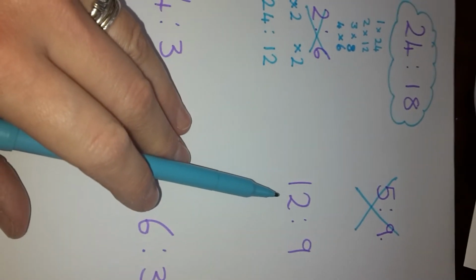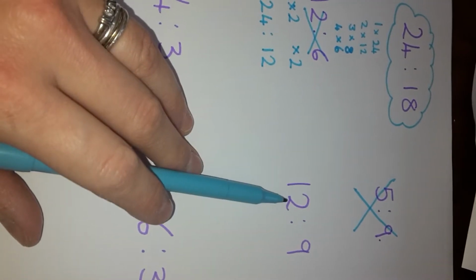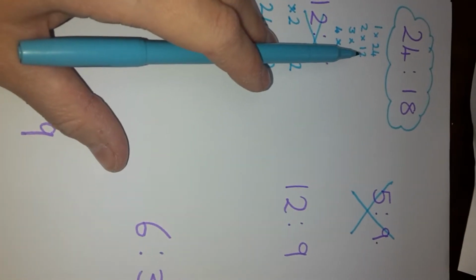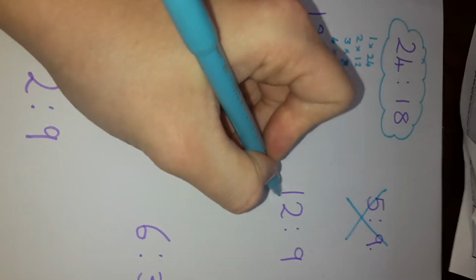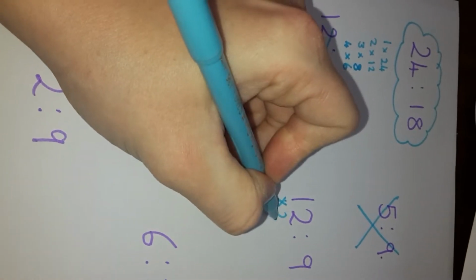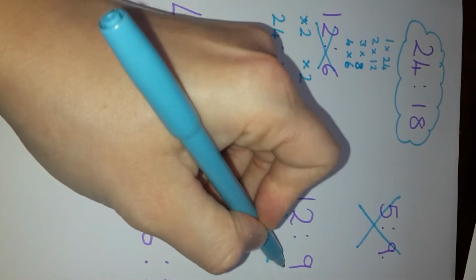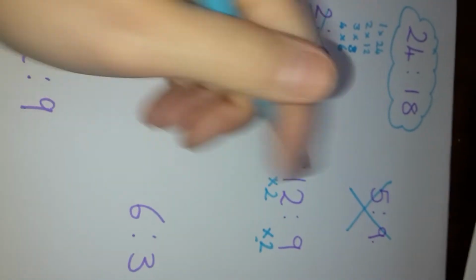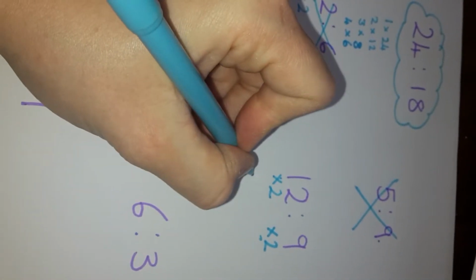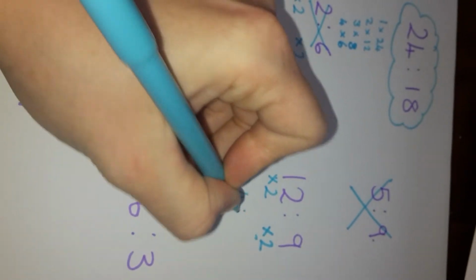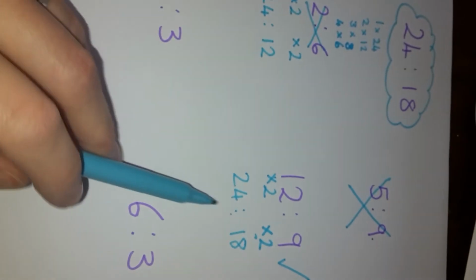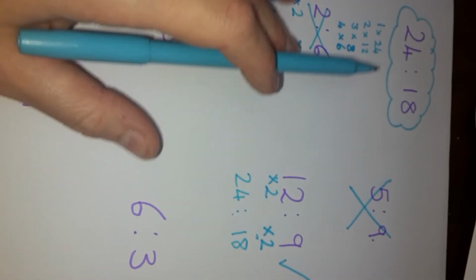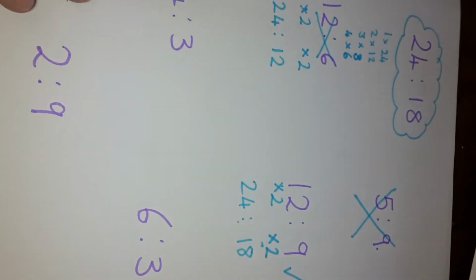Let's have a look at this one. So 12. Yes, it's a factor of 24. Great. How do I get from 12 to 24? I times by 2. And then I'd have to times 9 by 2 as well. So I'd end up with 24 to 18. So this one is correct because I end up at exactly the same place as I started.